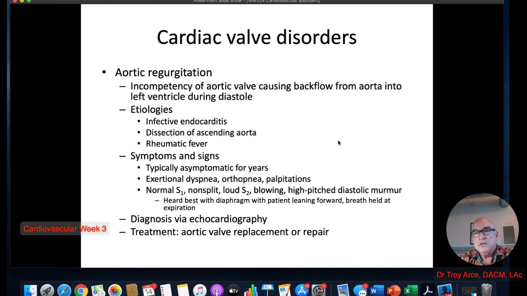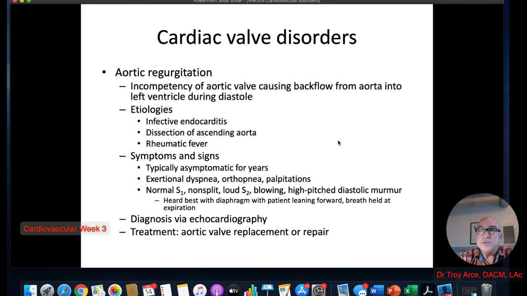For other cardiac valve disorders, we can talk about aortic regurgitation, which is incompetency of aortic valve causing backflow from the aorta back into the left ventricle, right, during diastole. So that's not good. So how does that happen? Well, we usually find out later that the person had or has infective endocarditis, or there's a dissection of the ascending aorta. Could be through trauma or wear and tear.